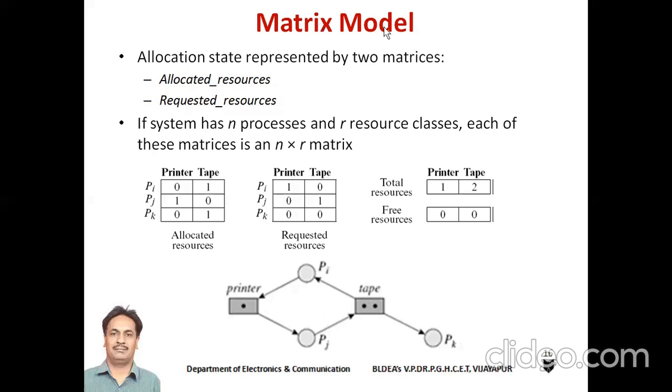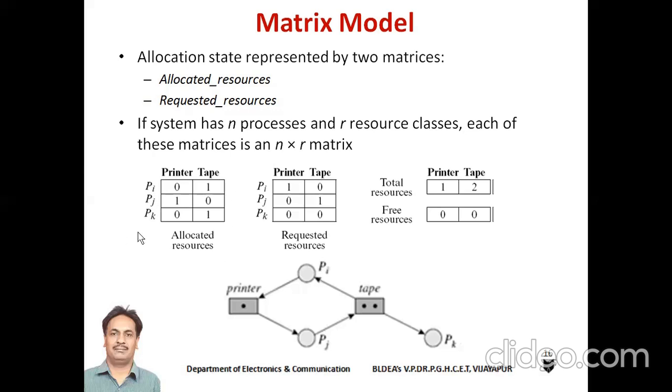As we discussed, here we require two matrices. The first one is allocated resources. In this matrix, first we note down the names of the resources: first we have printer, then we have tape. Then here we write the names of the processes. We have three processes in the diagram, Pi, Pj, and Pk.